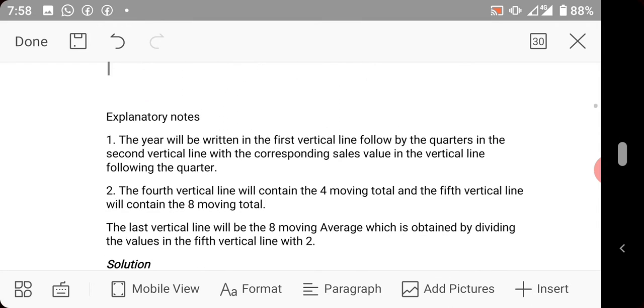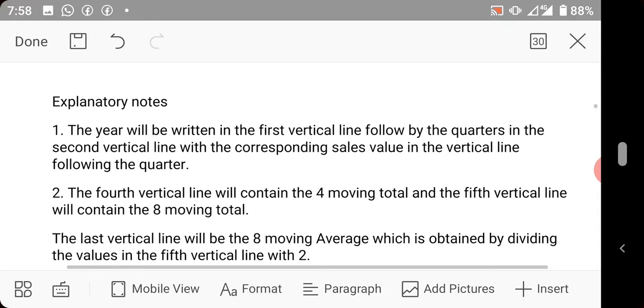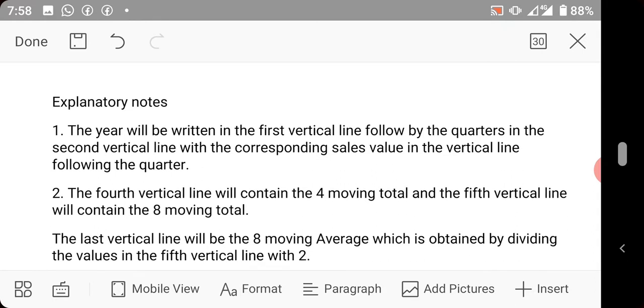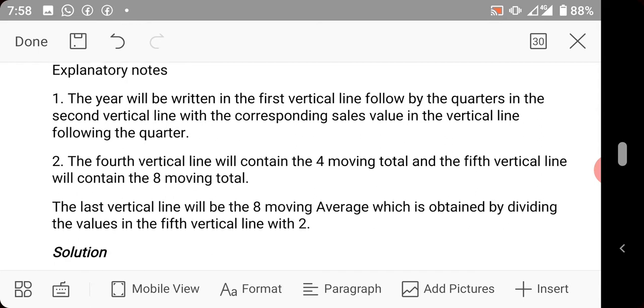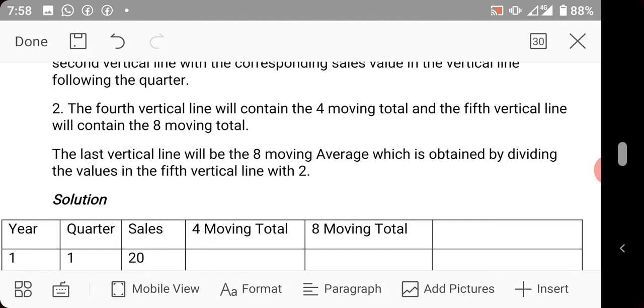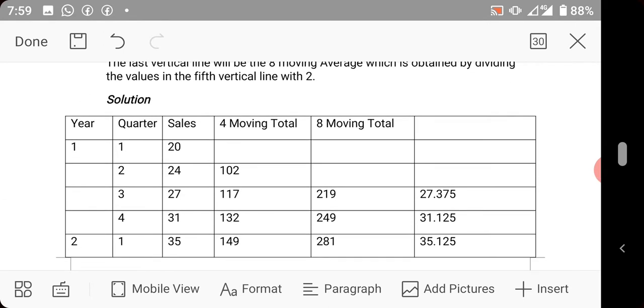Now, before I start solving, I will try explaining the question more. The year will be written in the first vertical line, followed by the quarters in a second vertical line with the corresponding sales value in the vertical line following the quarter. The 4th vertical line will contain the 4 moving total, and the 5th vertical line will contain the 8 moving total. The last vertical line will be the 8 moving average, which is obtained by dividing the values in the 5th vertical line by 2. So this is how it is, just as we did in the first question.